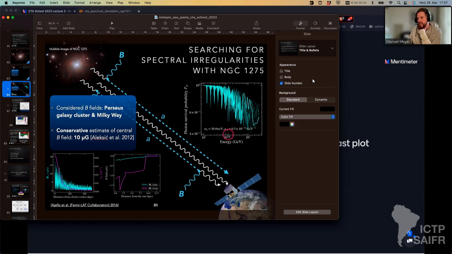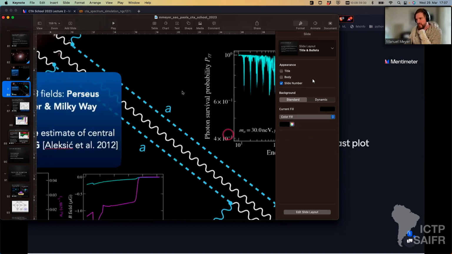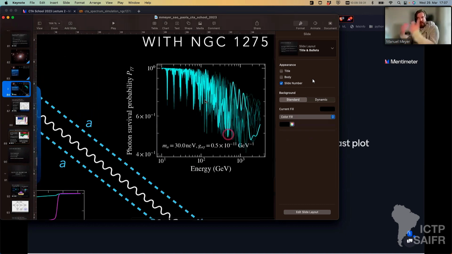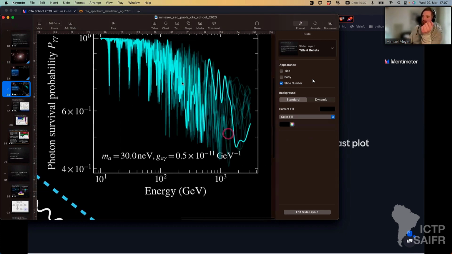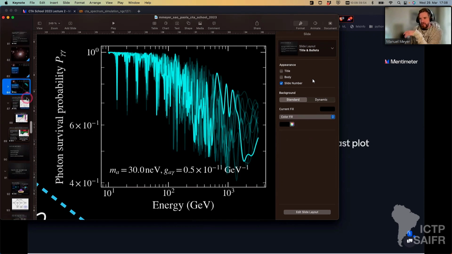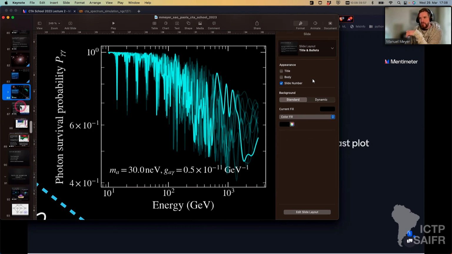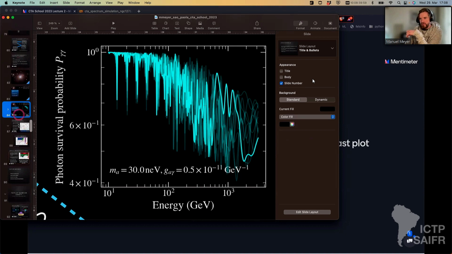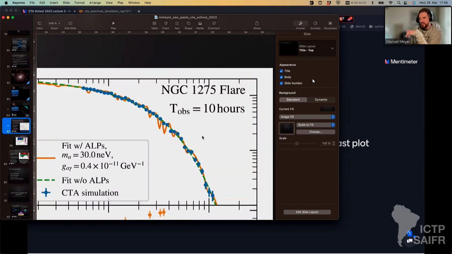So let's zoom here maybe a little bit. This is the photon survival probability as a function of energy, and you see the thick line. Then essentially what happens is that you multiply this P gamma gamma with your intrinsic spectrum, and this is what is observed. So what you should observe then is essentially, where did the plot go now? Did I delete it? Okay.